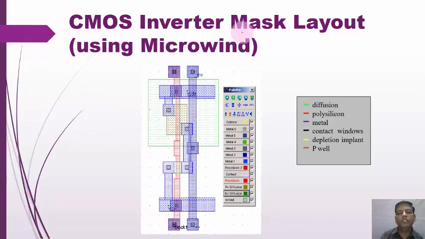Here we have drawn the CMOS inverter mask layout using Microwind. Here the PMOS structure is there, here the NMOS structure is there. Both the transistor gate terminals are common, and we have provided the clock input.